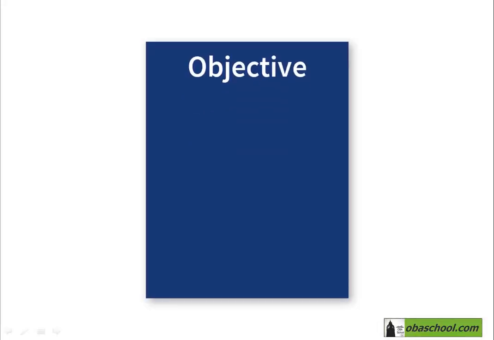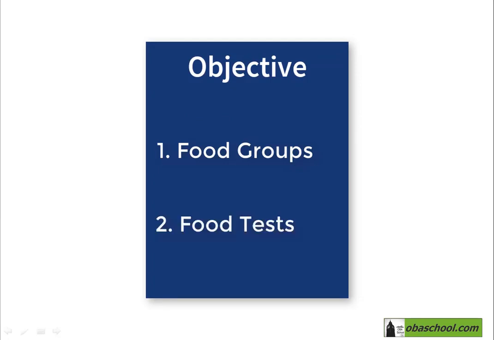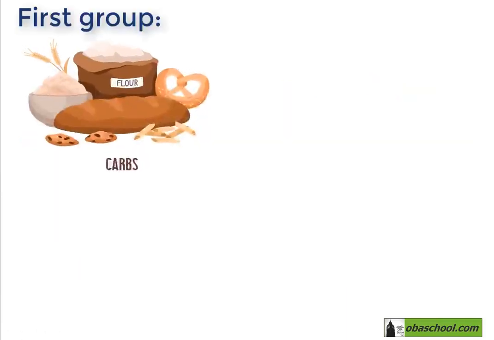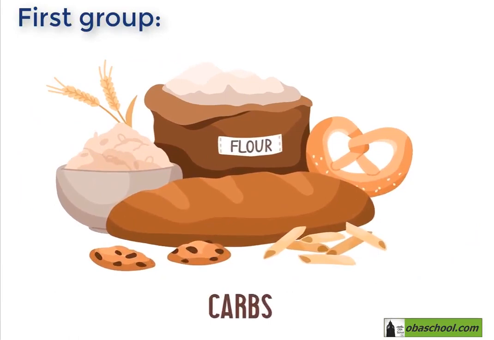In this video, we will go through the different food groups that get digested in our bodies and the food tests used for food groups identification. Let's start by examining the vital components in the balanced diet of any organism. The first group is the carbohydrates.